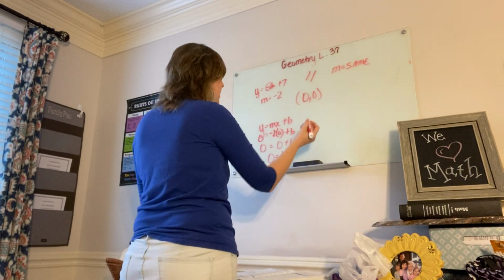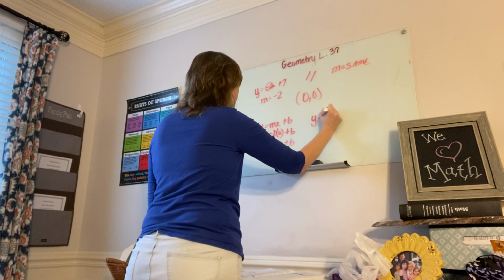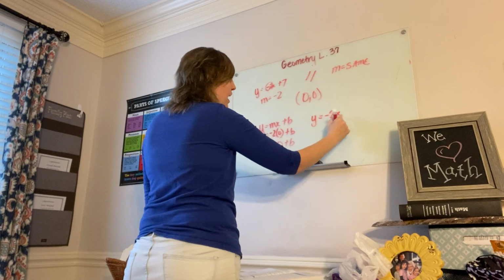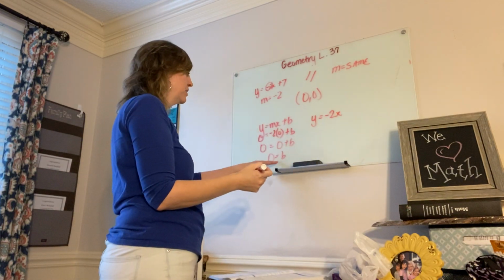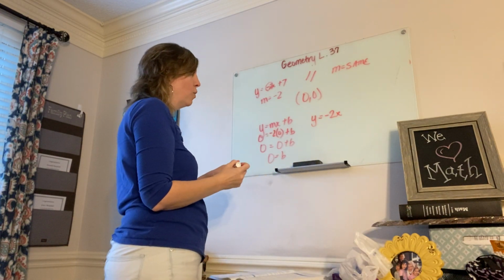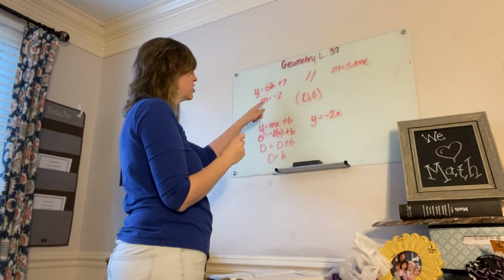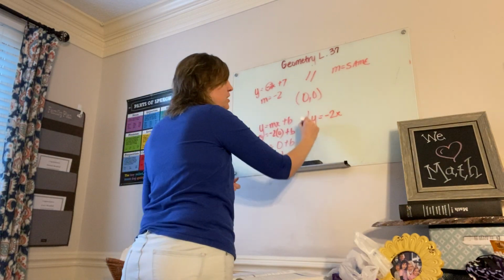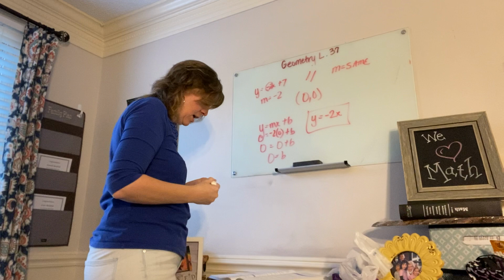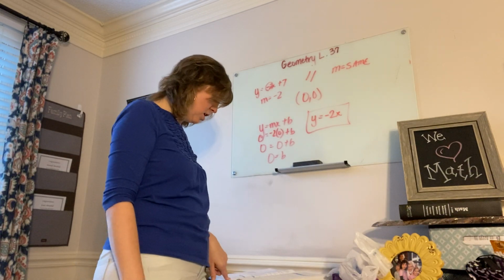So if b equals 0, it would be y equals negative 2x, because it has to pass through the origin, so the y-intercept would be 0. Their slopes have to be the same. So this is my equation. That wasn't too difficult at all, was it?